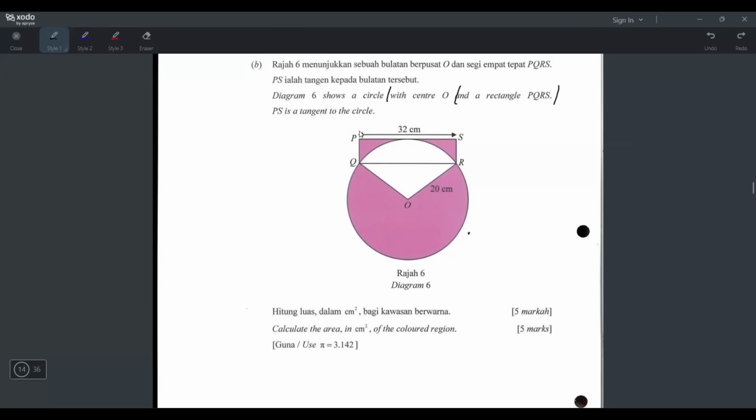PS is tangent to the circle. Okay, tangent means touches at one point. So this is the tangent point. And then they say calculate the area of the colored region. So I think it's referring to this purple colored region. Okay, how to find the colored region?